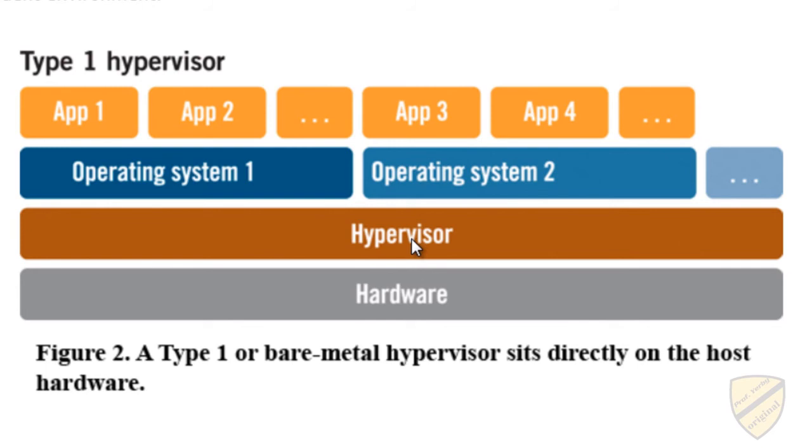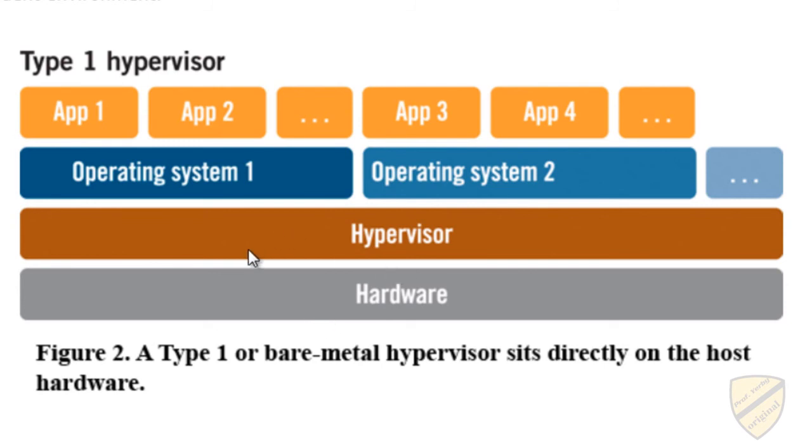So some examples of a Type 1 hypervisor are Xen. That's the open source hypervisor that a good bit of virtualization is based on. But some of the other ones that we'll talk about are Microsoft Hyper-V or VMware ESXi. So all of those are Type 1 hypervisors.